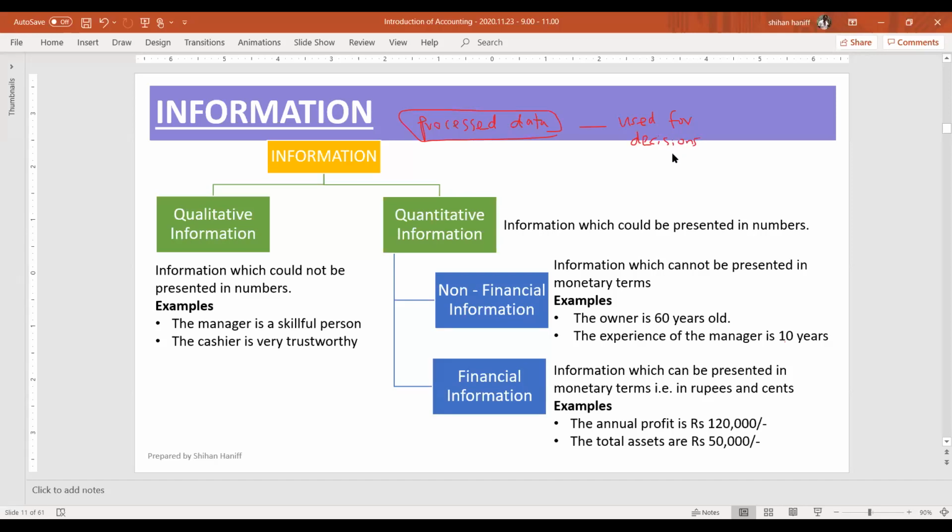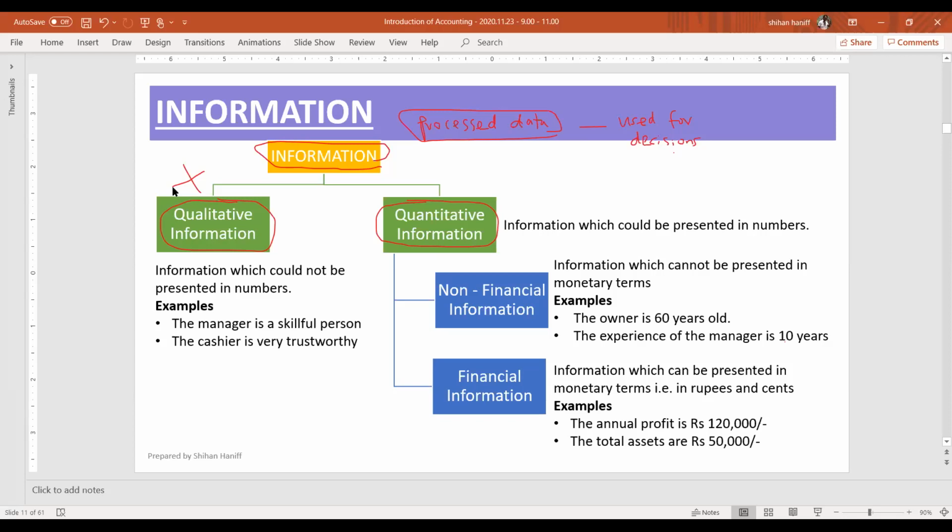Decisions, right? So all the information available can be divided into two types. One is called qualitative information. The other one is called quantitative information. Qualitative and quantitative. And remember, we don't take qualitative information in accounting.